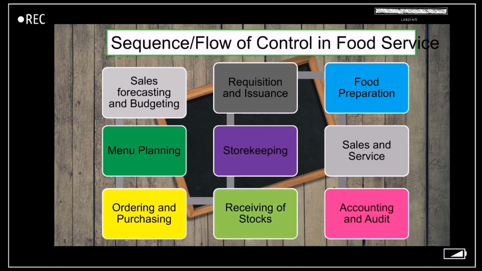So let us talk about it briefly lang, isa-isa, no? So, sa sales forecasting, ang control measure or tool na ginagamit dito normally is your sales history. So, the sales history helps you in, of course, making decision, no, sa paggawa ng budget. So, si sales history kasi, ito yung mga previous records, of course, ng ating mga previous operations. So, this serves as baseline data in formulating budget or plans for the next operation.